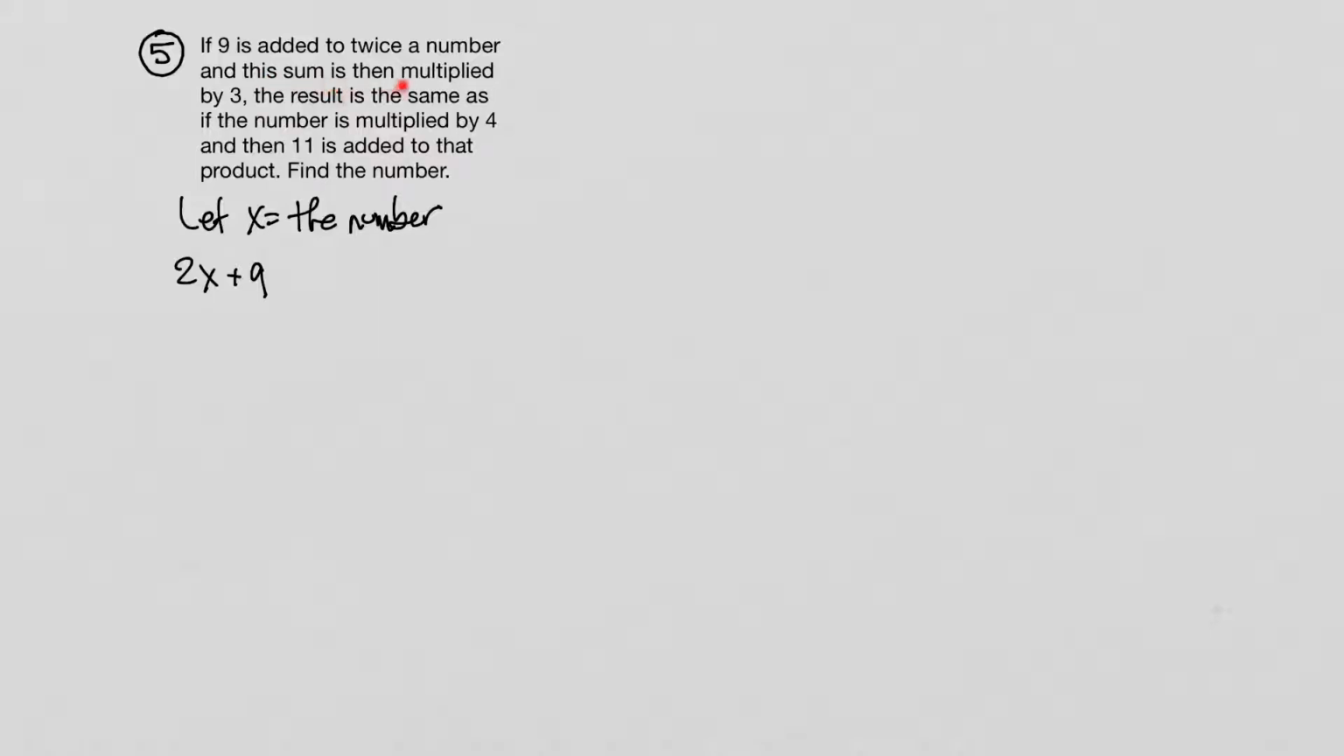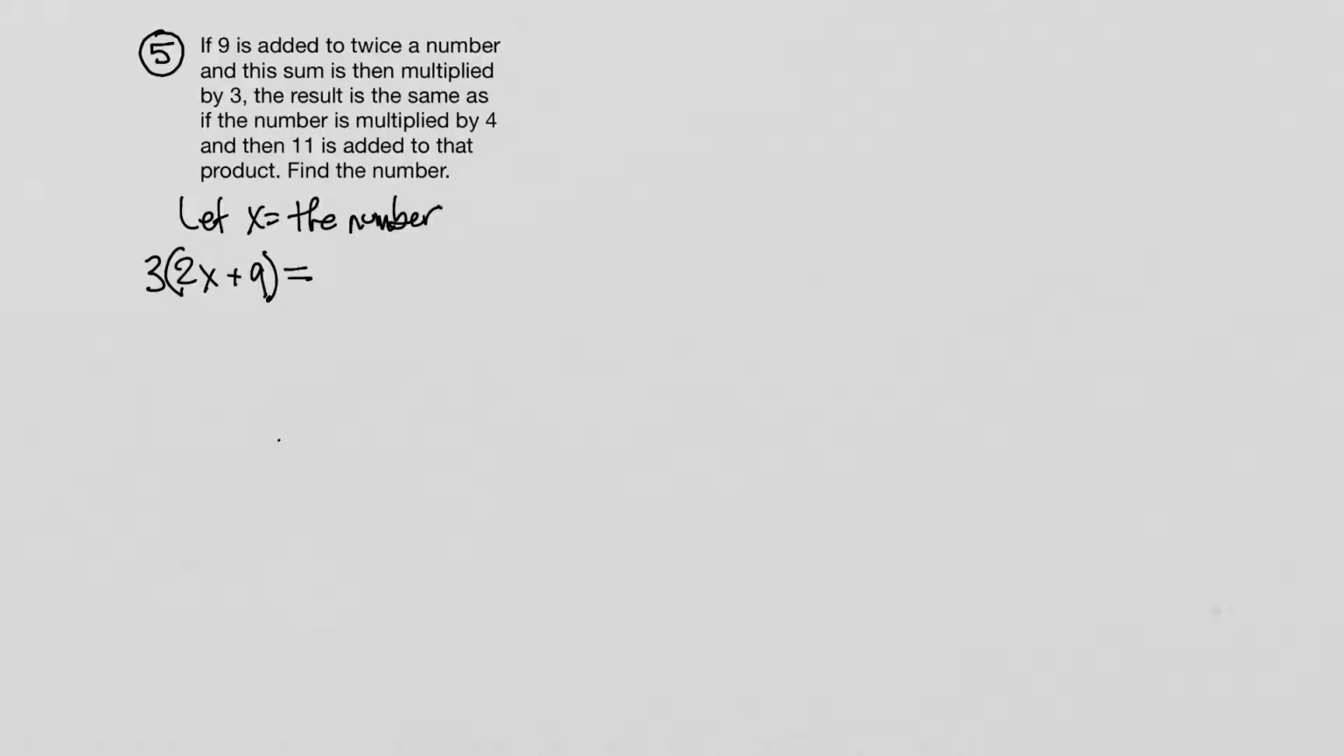Okay, and this sum is then multiplied by 3. So this sum gets multiplied by 3. So let's indicate the whole sum here. All right, the whole sum, capture all of it, that's multiplied by 3. So what I've got here is 9 is added to twice a number, and that whole sum, parentheses as one thing, is multiplied by 3. Now, then it says the result is, okay, there's our equal sign. The result is what? Is the same as if the number is multiplied by 4.